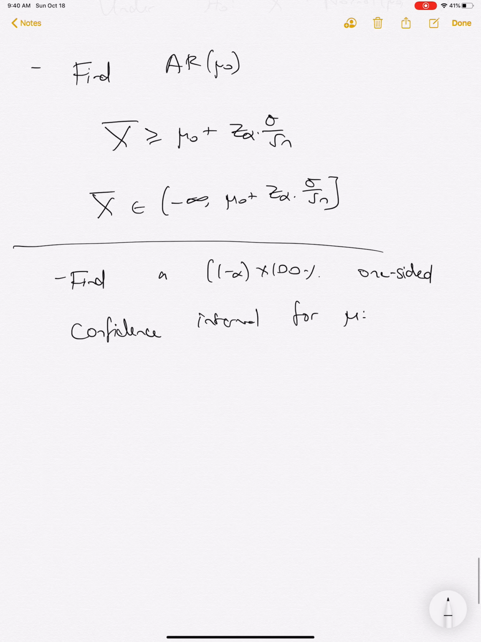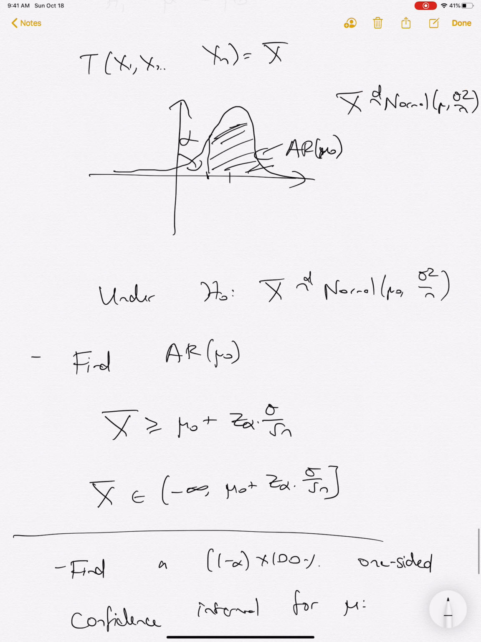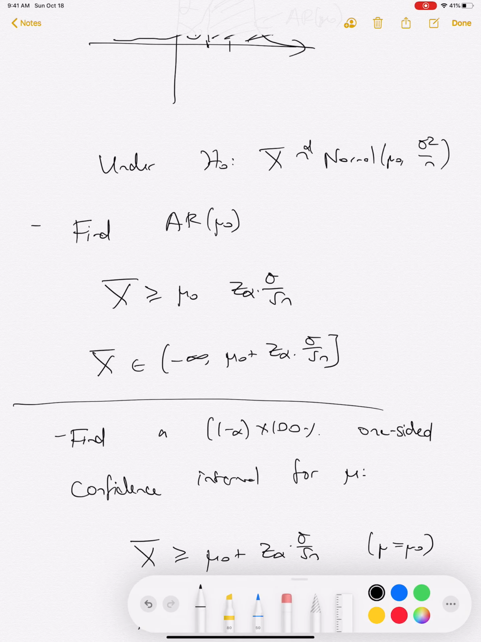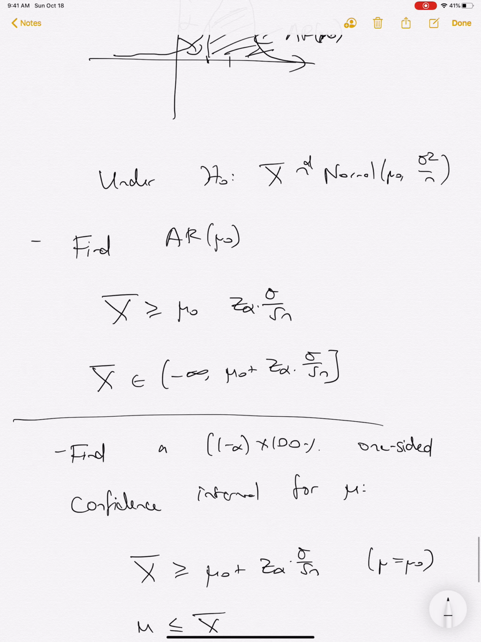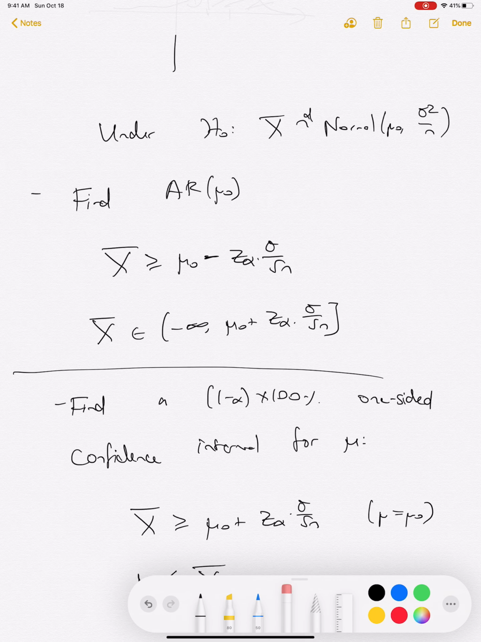And so we have that x bar is bigger than or equal to mu 0 plus z alpha times sigma over square root of n. And so we can rewrite this as mu. So if we replace mu equal to mu 0, we have that mu is less than or equal to x bar. Sorry, this should be a minus, shouldn't it? Yeah, sorry, this should be a minus here. Is this correct? Yep, this should be a minus, and then this is different. This is the wrong way around.